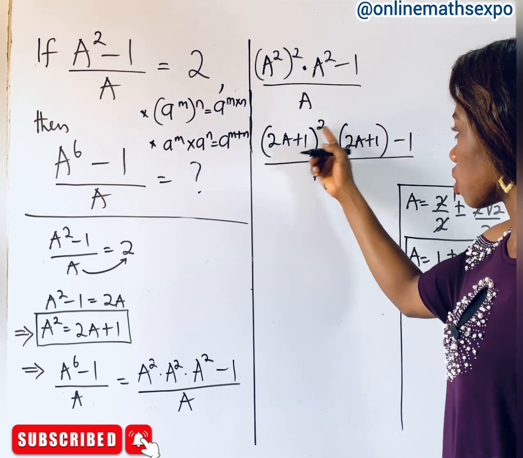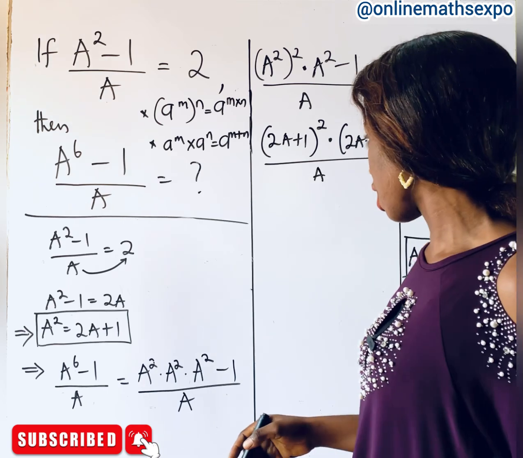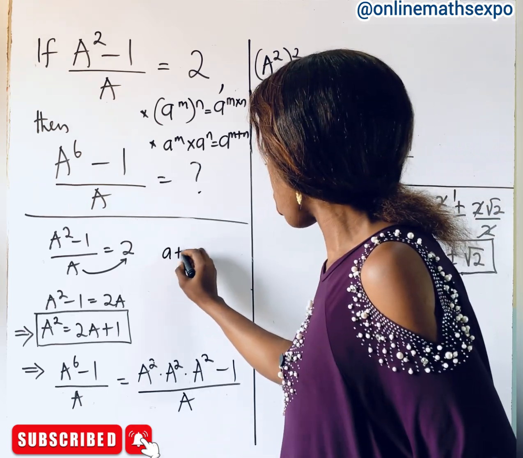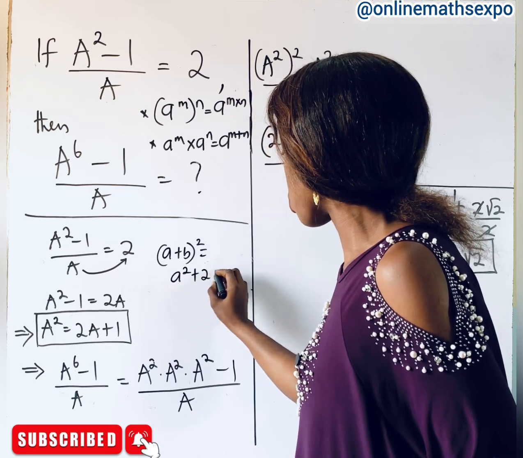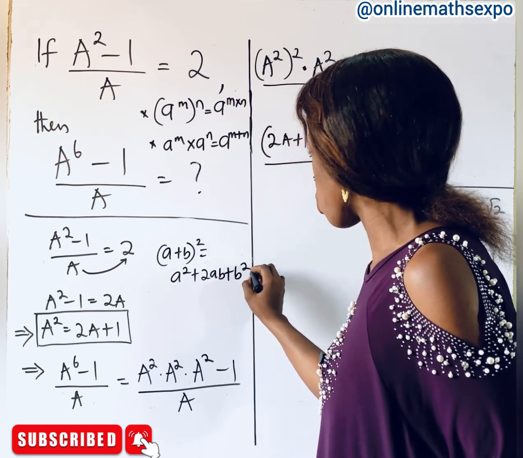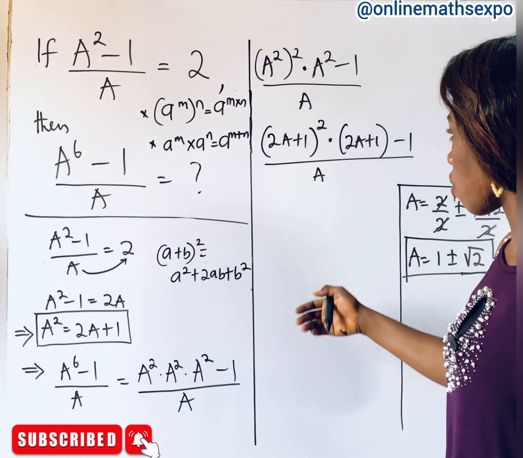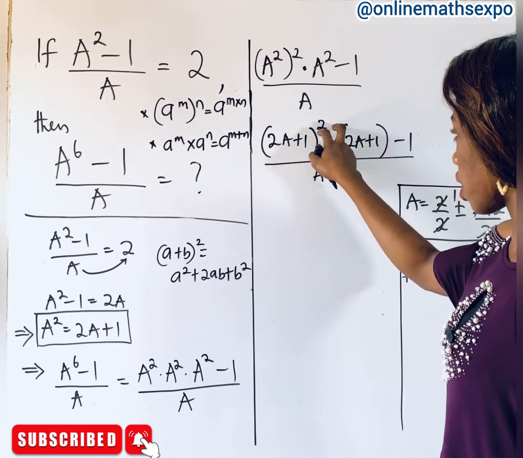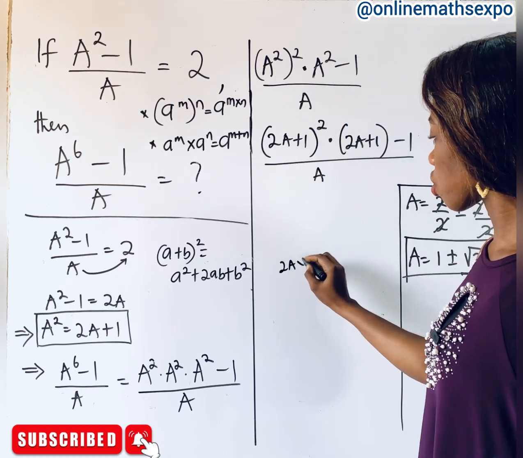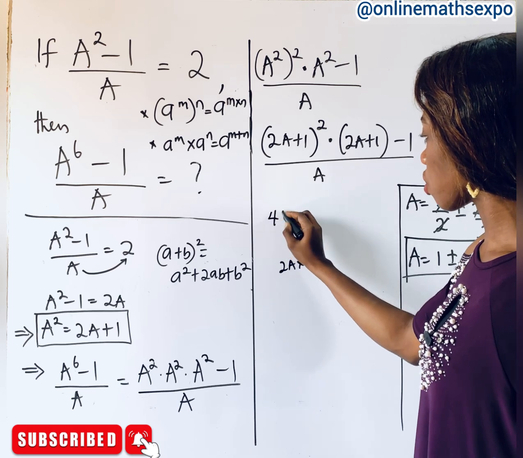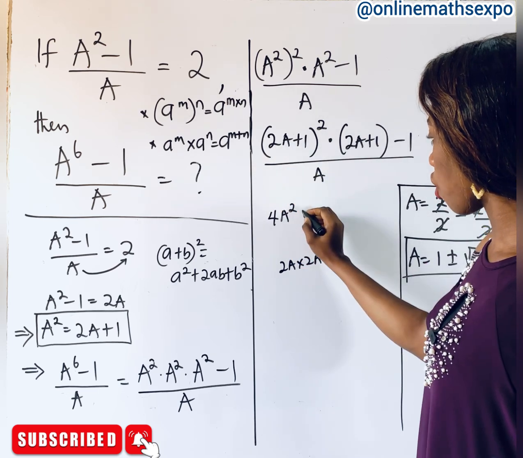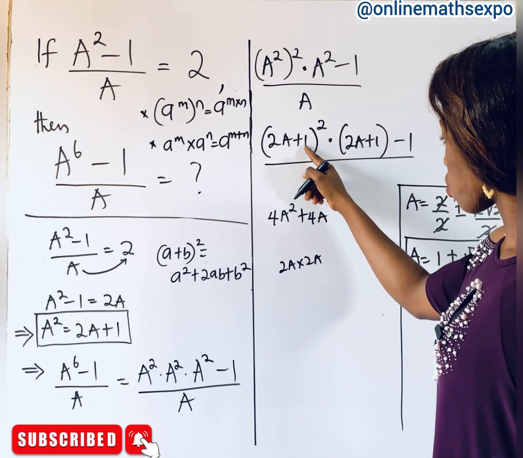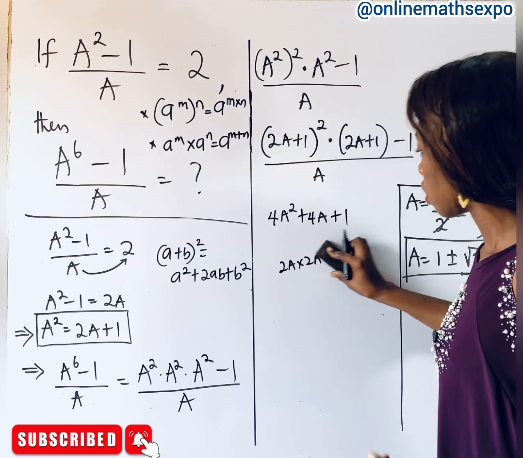So let's expand this. We are going to use our binomial, okay, which says that a plus b squared is equal to a squared plus 2ab plus b squared. So let's apply it here. We're going to have 2a, you square it. It will give us what? 4a squared, okay? Then use 2 to multiply this. It will give you 4a. Then square this, it gives you 1.